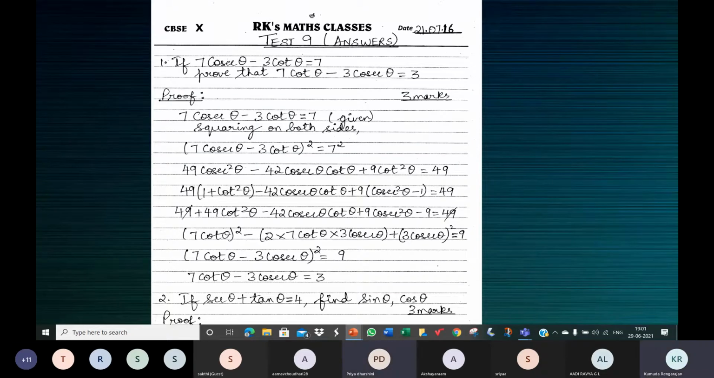We equate them, or what do we do with them? We solve, ma'am. Yes, we solve the two equations. When you solve the two equations, what will you get? You can get the value of secant theta and tan theta.